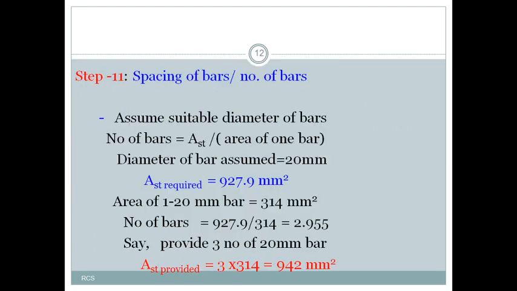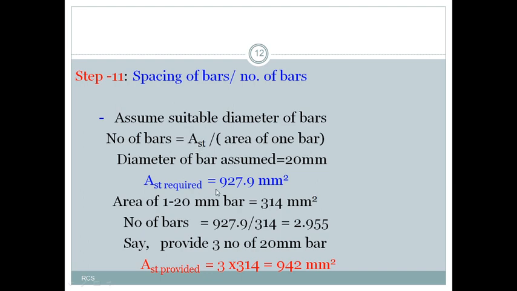The next one is spacing of the bars or number of bars provided. So how to provide this spacing and how to calculate it? For this we have to assume a suitable diameter of bars. What is the minimum diameter of bar that can be provided in the beam, and what is the maximum diameter of bar that can be provided in the beam, according to IS 456 2000. In this beam I will provide a bar diameter of 20 mm. For calculating the number of bars, that is AST required by area of 1 bar.